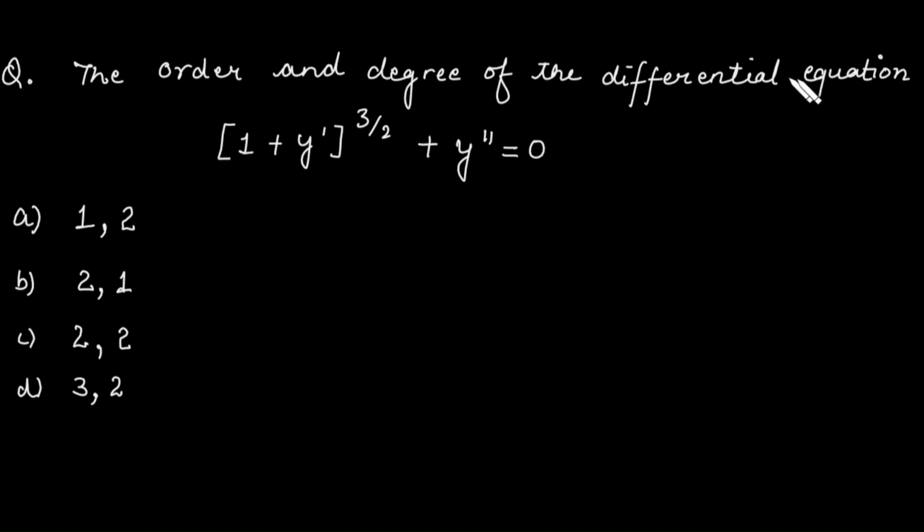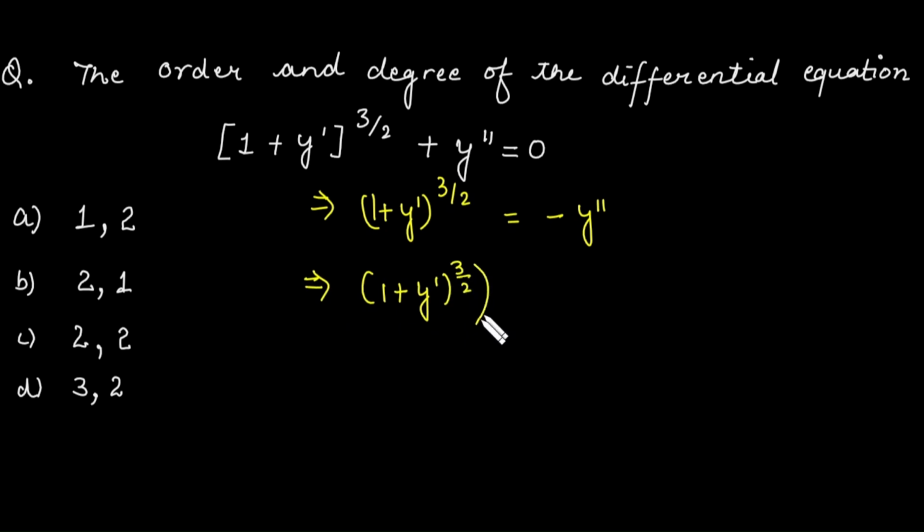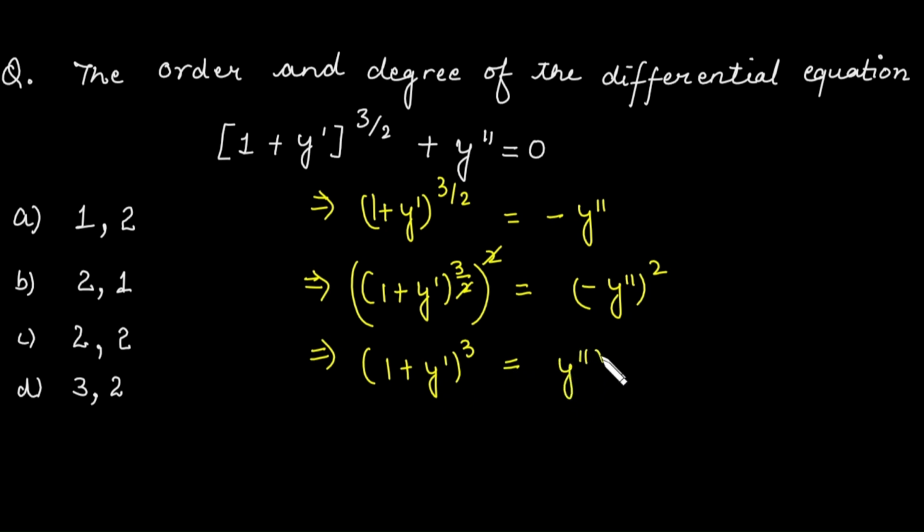Next question, the order and the degree of this differential equation. Again we have this fraction form over here, so we need to remove this case. What we can do is write this as 1 plus first order derivative power 3 by 2, equal to minus second order derivative. Next, take the square on both sides so that we can remove 1 by 2 from here. When you square both sides, we have 1 plus first order derivative 3 by 2, its square, equal to minus second order derivative, its square. Now this 2 will get cancelled with this one. So we have 1 plus first order derivative power 3 equal to second order derivative power 2. That minus square is equal to positive.